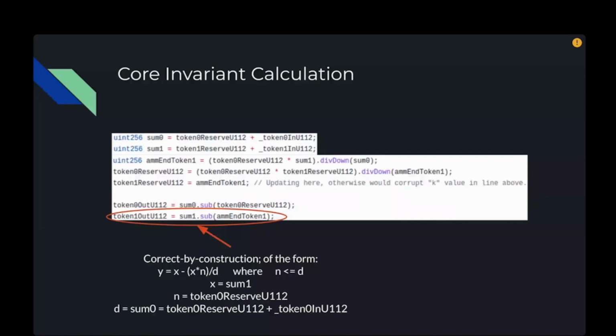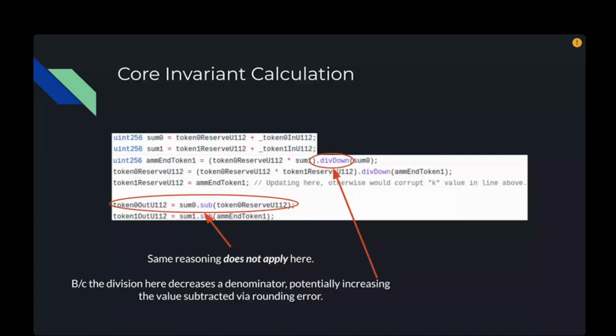But what about this first line? The same reasoning actually doesn't apply here because there's a division that goes in the wrong way. So when you compute AMM in token 1, you have a div down here, and then you go and you divide something by AMM in token 1 in the next line. So you have a number that's a little bit smaller, potentially due to truncation, and then you divide by that number that's a little bit smaller than it should be. So when you divide by something a little smaller than it should be, it means you can get a result that's a little bigger than it should be.